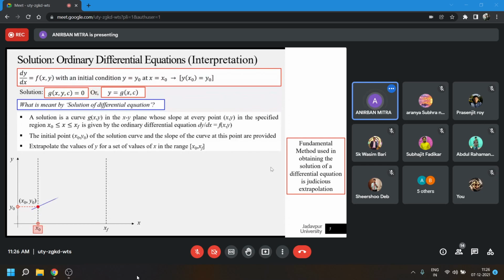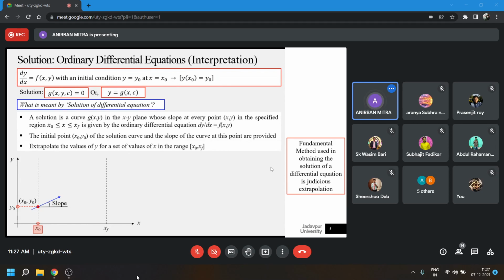What else is known here? The slope at that point. How do we know that? Because we have the differential equation, dy/dx is equal to f(x,y). So if I can put values of x and y in this function, I know the slope because I know dy/dx. dy/dx basically is the slope here. So if I put x0 and y0 in this function, I'll get the slope at the initial point.